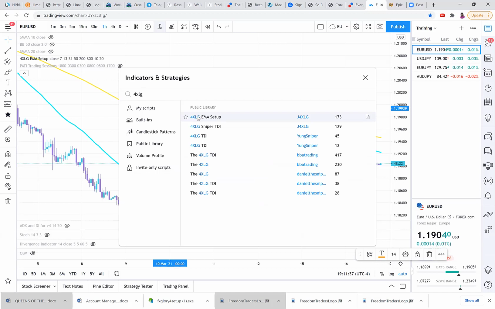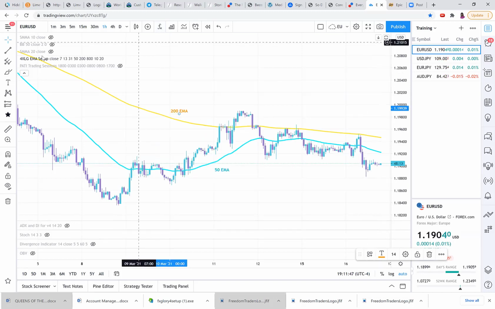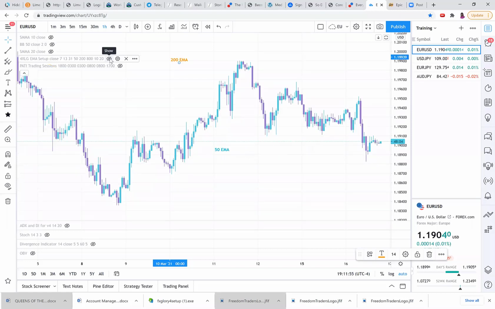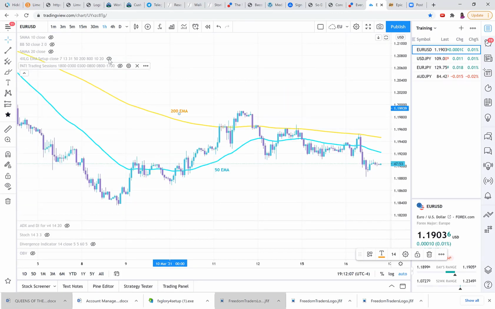And this first one here is the one that we want. Forex LG EMA setup. So just click there on that blue and it's going to add it here to your chart. Now, for these icons, this eyeball will hide it, so you're not seeing the indicator. If ever something is blocking a view of a candle and you want to just temporarily disable the indicator, but it's still on your chart, that's why I use that eyeball. So that can just hide it.